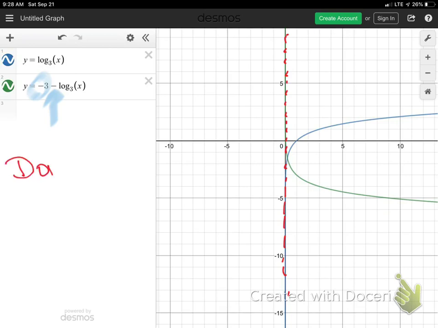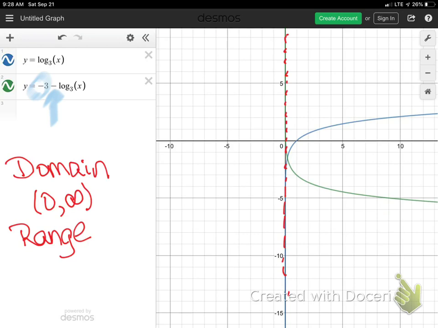So that means our domain of our function that we're graphing, this is -3 minus log base 3 of x, our domain starts at 0, but 0 is not included and goes all the way to infinity. Our range, this time, because we've reflected it, our graph is way up here, but it continues to come down and it continues to go this way. So we have our range from -infinity to infinity.